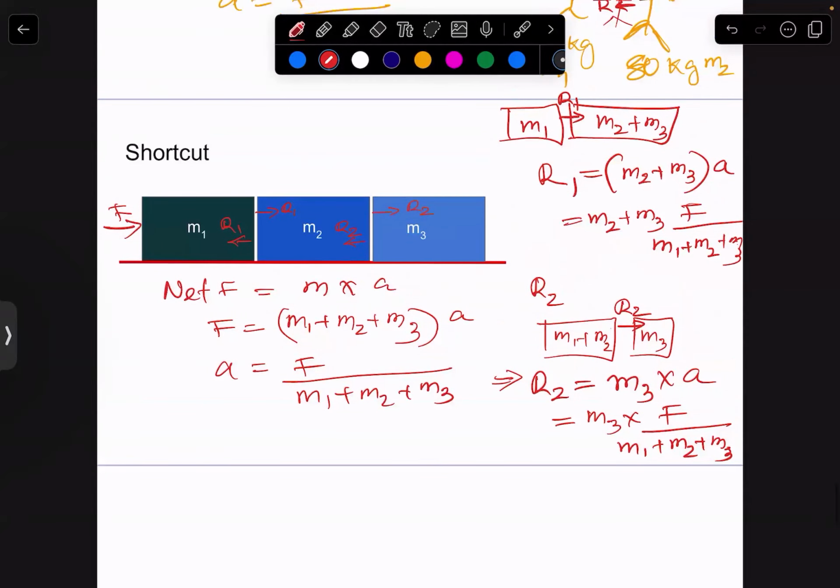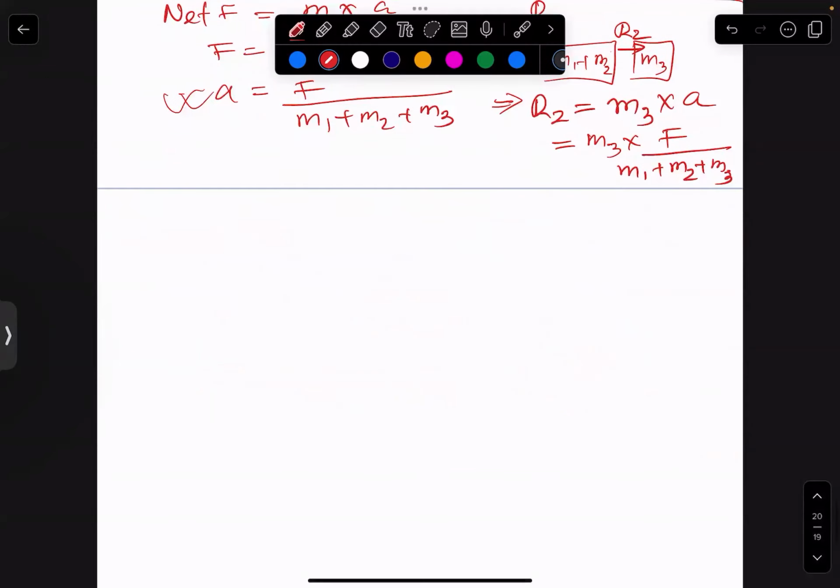So R1, in a similar manner, M2 and M3 is taken together. So M2 and M3 is being pushed by R1. So net force equal to mass times acceleration. The mass here should be considered as M2 and M3, M2 plus M3. So M2 plus M3 is being pushed by R1 with an acceleration of A. So that A is again calculated using this formula. So that A can be substituted here, and that is how you find R1.